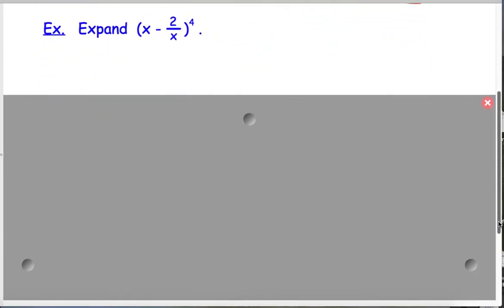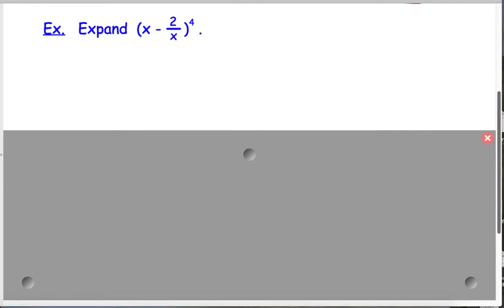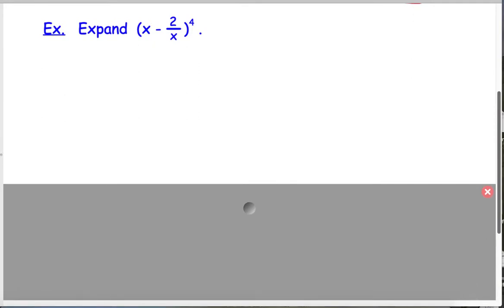Let's expand x minus 2 over x to the fourth power. Okay, so what we're going to need to do is, first of all, figure out the coefficients from Pascal's triangle. Or maybe I'll do that second. Let's start off with the pattern here. So if I have a plus b to the fourth power, let's write out what the variables are.